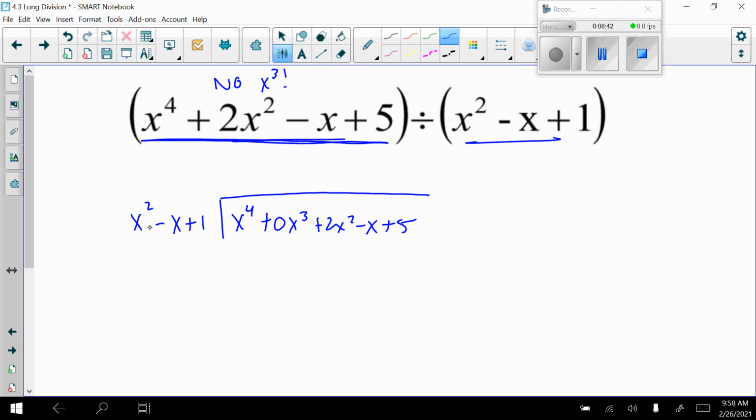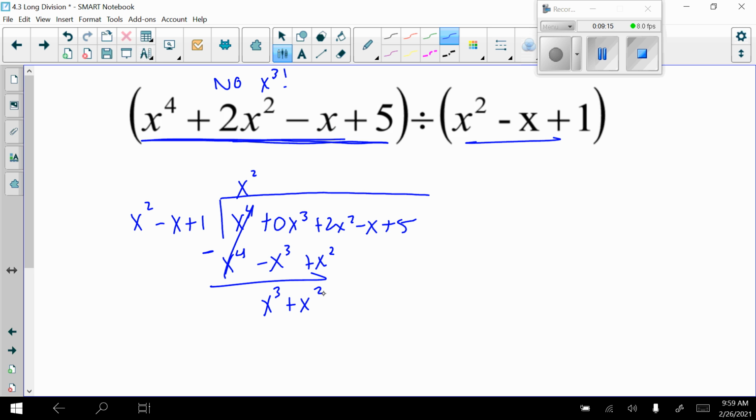What do I need to multiply x squared by to get x to the 4th? Well, it's just x squared. So I'll multiply this by all three of these pieces. X squared times x squared is x to the 4th. X squared times negative x is negative x cubed. And then plus x squared, I multiply by 1. And then subtract. That will cancel. 0x cubed minus negative x cubed, it's like I'm adding, so that's positive x cubed. And 2x squared minus x squared is just 1x squared.